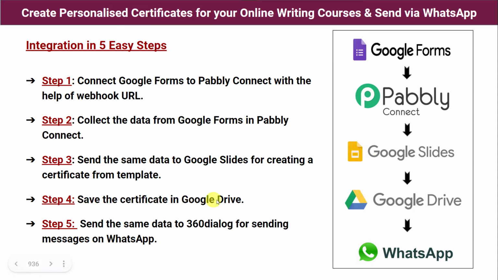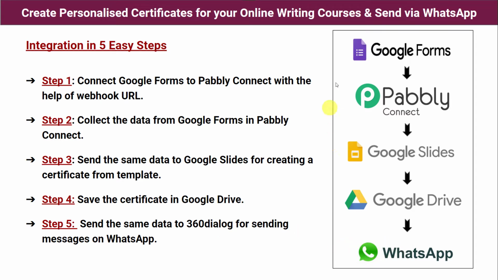Step 4. Save the certificate in Google Drive. Then the certificate which is created in Google Slides will be saved in Google Drive in a shareable format. Step 5. Send the same data to 360 dialog for sending messages on WhatsApp. So step 5 will be that the certificate, along with a message, will be sent on the WhatsApp number of your student. Okay. Now here we are using the 360 dialog software application for sending the messages on WhatsApp.